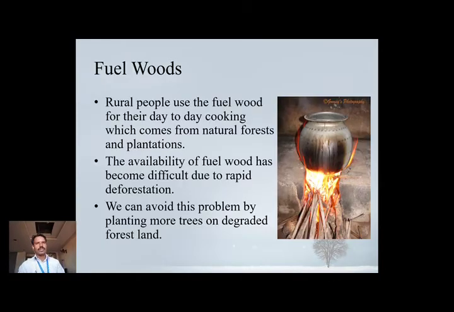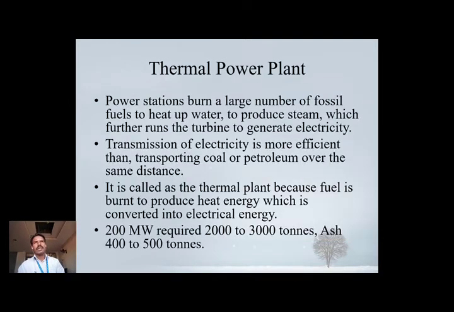Fuel wood we can generally use in village areas. Rural people do farming, food, and cooking with the help of forest and plantation. The availability of this type of fuel becomes difficult because of rapid deforestation. So, to avoid that problem, we need to plant more trees and restore degraded forest land. It is very essential to retain our resources.